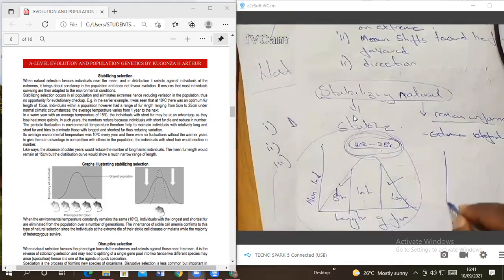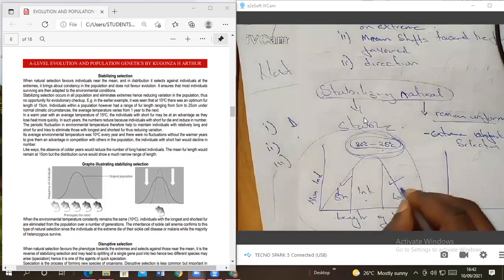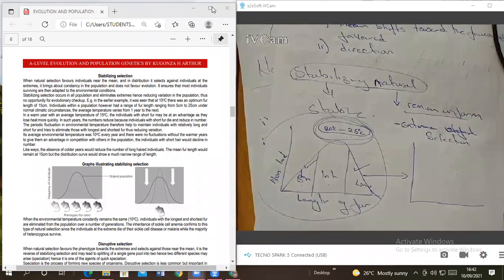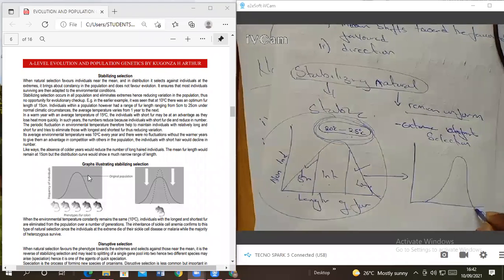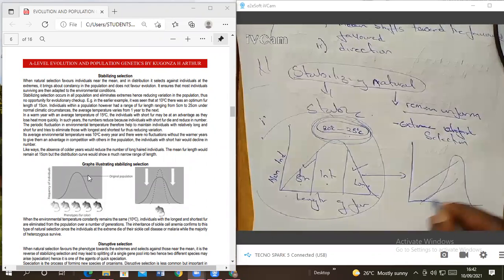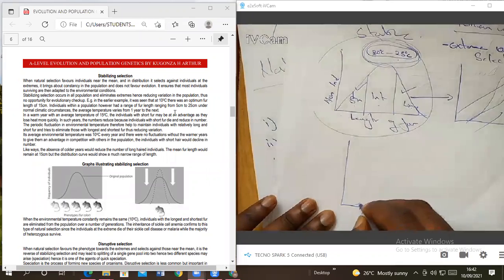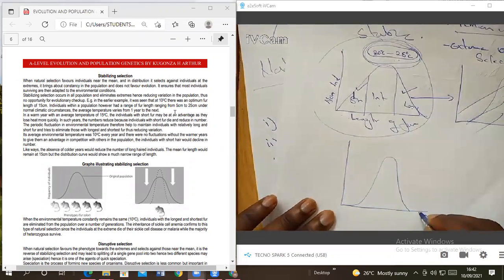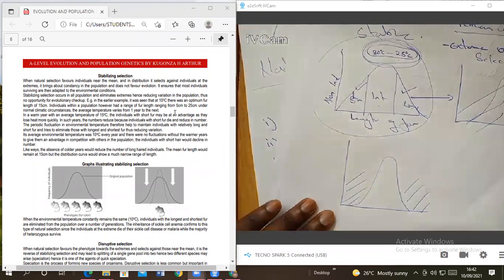It means I'm going to have these individuals after selection, after a long period of time of natural selection, we shall have a graph like this. Okay, let me redraw it. We shall have a graph like this after a long period of time, when the short and the long have been what? Eliminated.